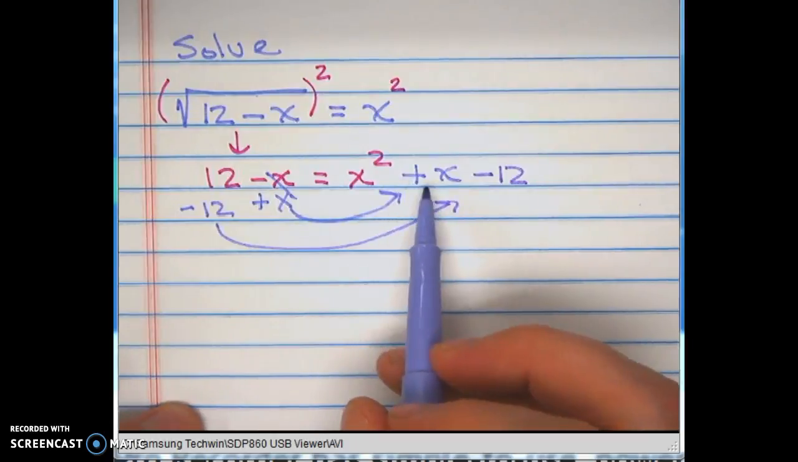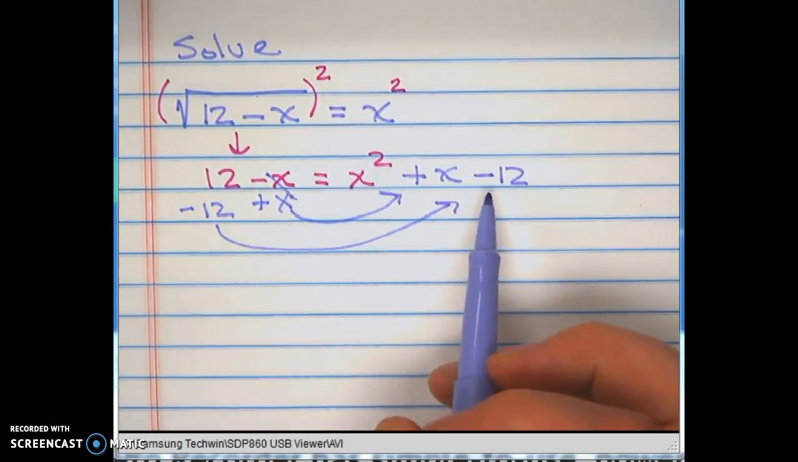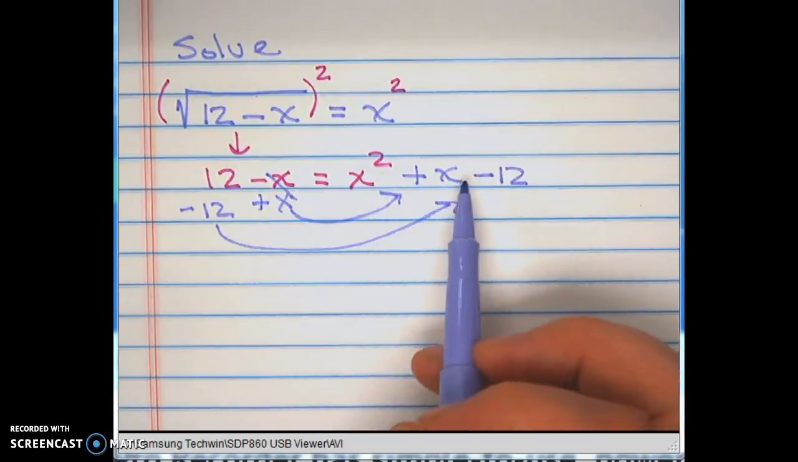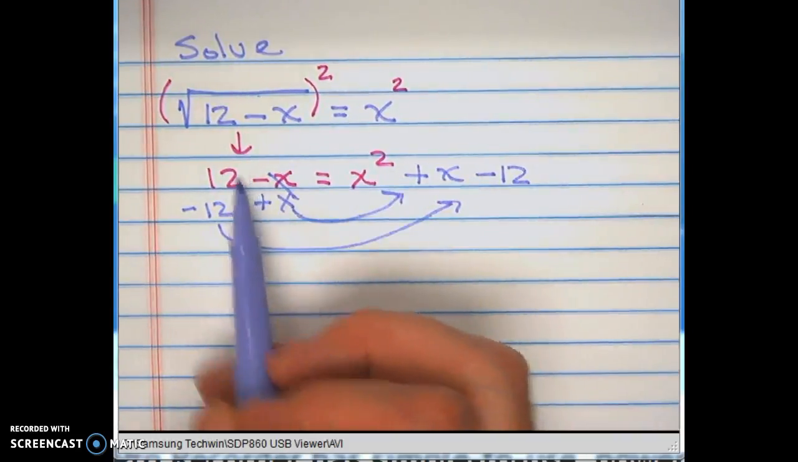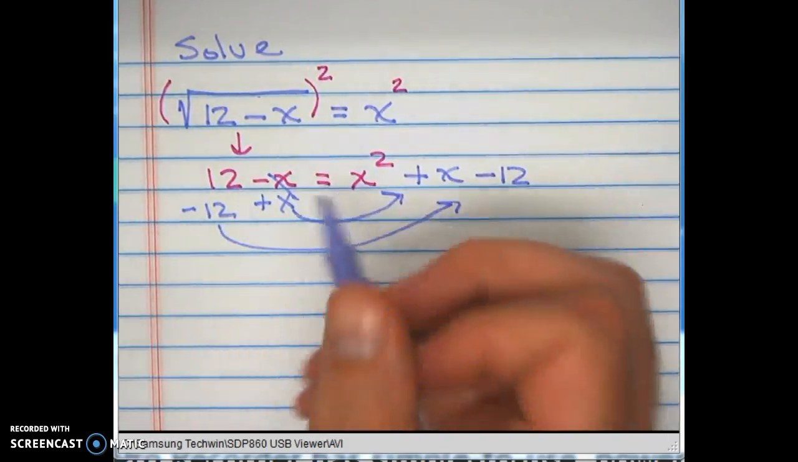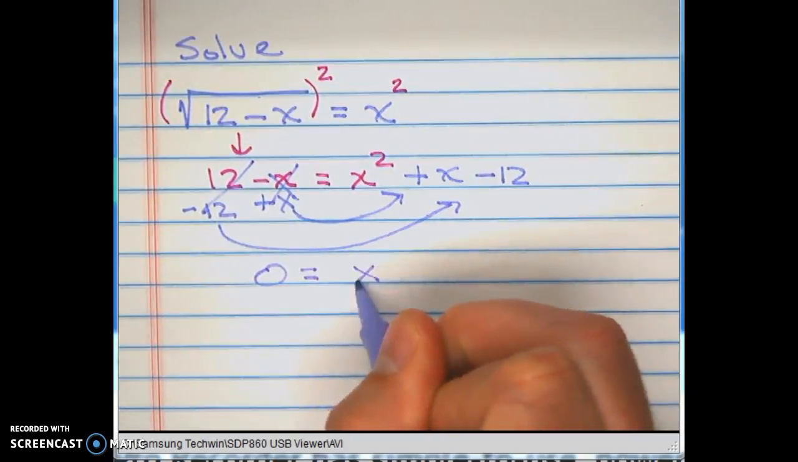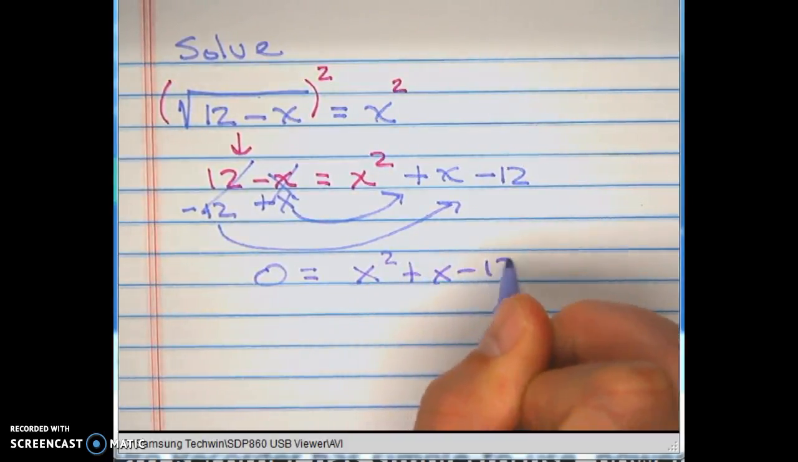Now notice I just tacked it on to the other side because I can't add an x to an x squared, and I can't add a negative 12 to an x squared or an x because they're not like terms. So when I go to move these over, they change signs. And that's just kind of a basic rule. And what's left on this side after I do that is 0. So I have 0 equals x squared plus x minus 12.